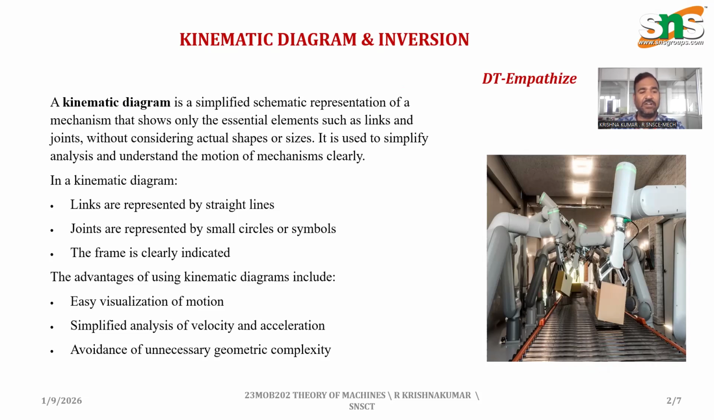In a kinematic diagram, links are represented by straight lines and joints are represented by small circles or symbols. The frame is clearly indicated. The advantages of a kinematic diagram include easy visualization of motion, simplified analysis of velocity and acceleration, and avoidance of unnecessary geometric complexity.